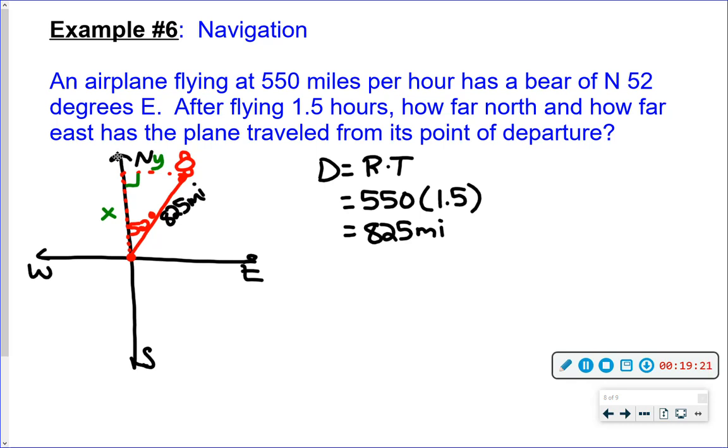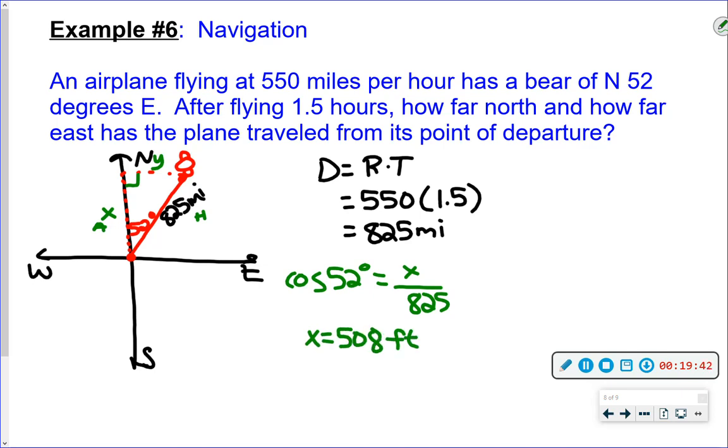Let's find, I'm going to do x first, how far north. So according to my 52, of course, that's the adjacent side, and we know the hypotenuse. So I'm going to do cosine 52 degrees equals the adjacent side over the hypotenuse. You would multiply by 825. We can all do that. Punch it in your calculator. You end up with 508. And I'm going to label that 508 north. Just to make it look nice.